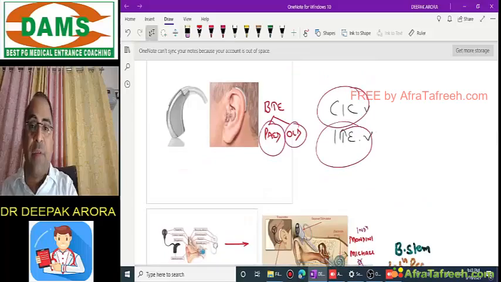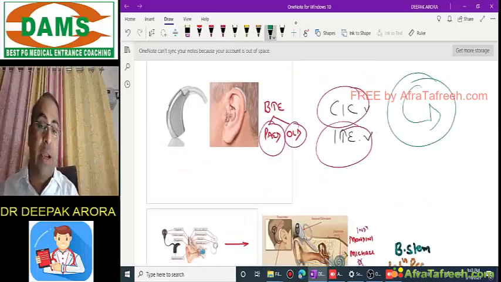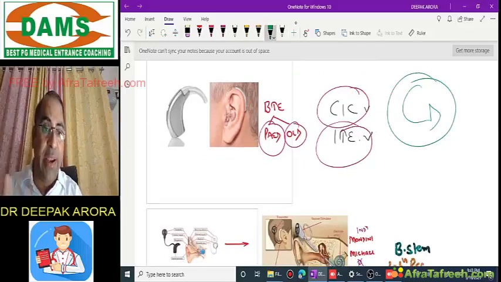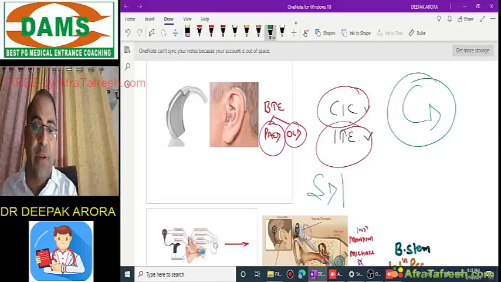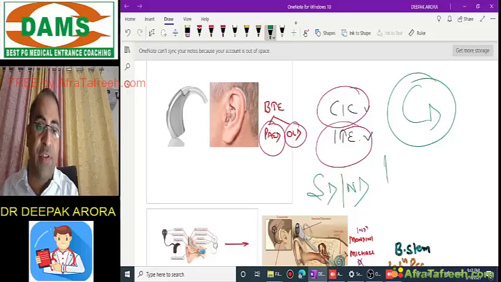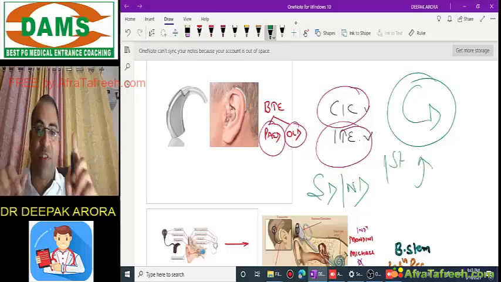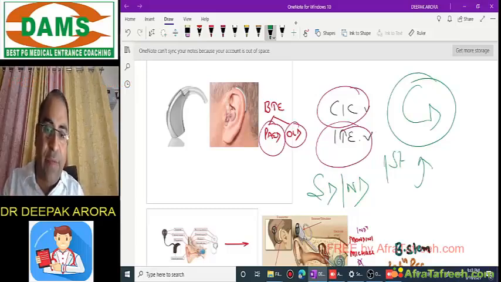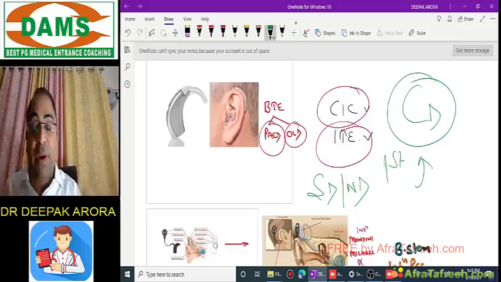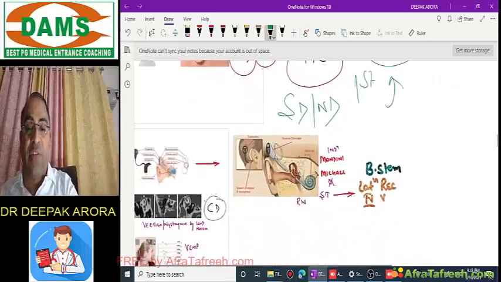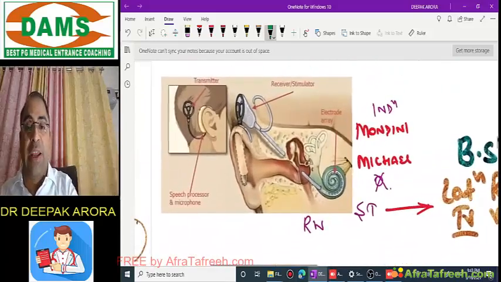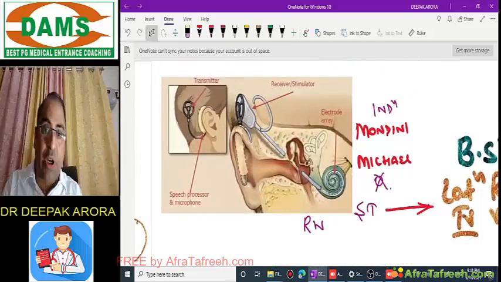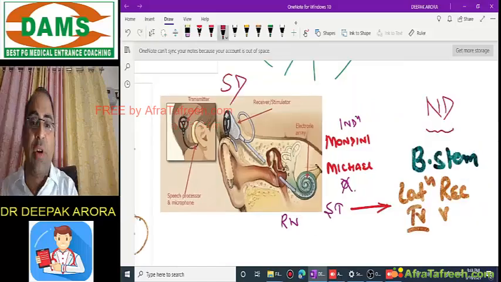If the patient is suffering from conductive deafness, treatment of choice is hearing aid. If the patient is suffering from sensory deafness or neural deafness, what is the first treatment? Hearing aid. Just remember, conductive deafness, treatment of choice, hearing aid. Sensory deafness, neural deafness, first treatment, hearing aid. But what is the treatment of choice? If the examiner asks you the treatment of choice, it is cochlear implant for sensory deafness and brainstem implant for neural deafness. Everything is the same. What is the difference?